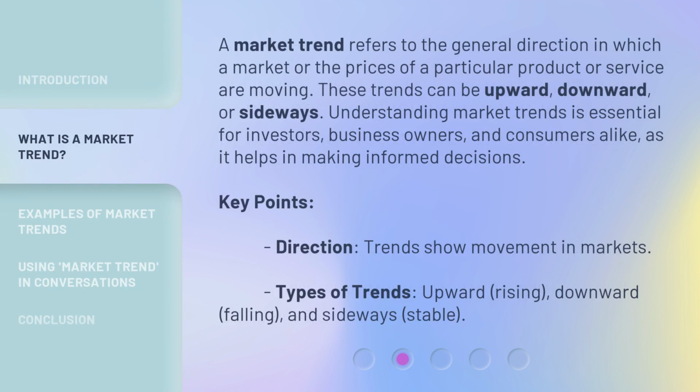A market trend refers to the general direction in which a market or the prices of a particular product or service are moving. These trends can be upward, downward, or sideways. Understanding market trends is essential for investors, business owners, and consumers alike, as it helps in making informed decisions. Key points. Direction. Trends show movement in markets. Types of trends: upward, rising, downward, falling, and sideways, stable.